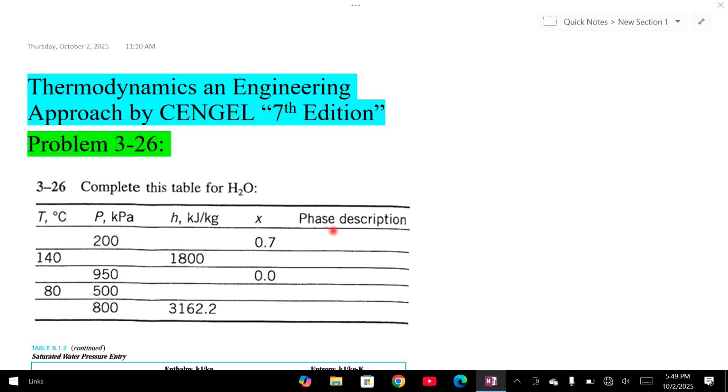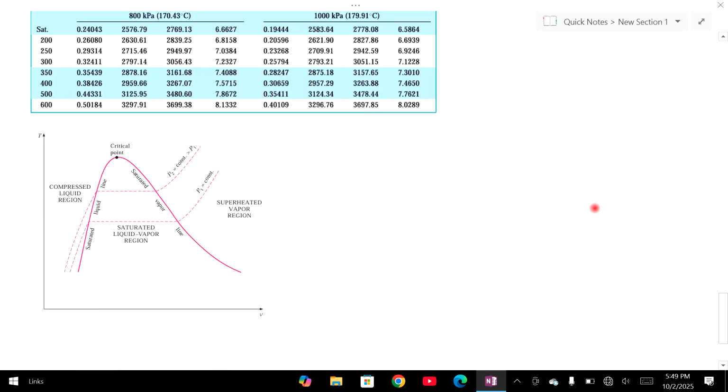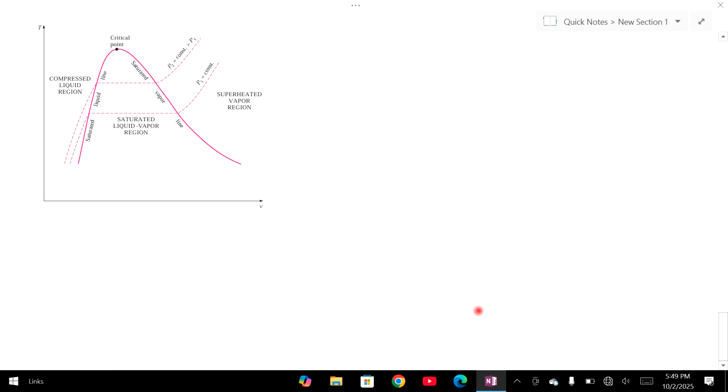There are five rows, so we will start from the first row. In the first row, the pressure is given as 200 kilopascal and the dryness fraction is given as 0.7. So for row 1, pressure is equal to 200 kilopascal and dryness fraction is equal to 0.7.